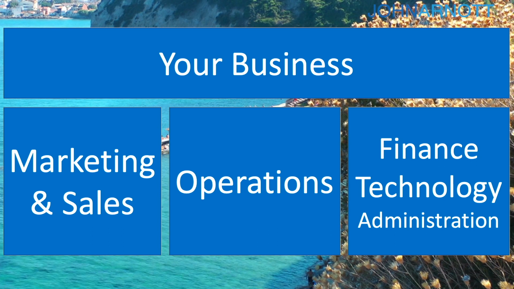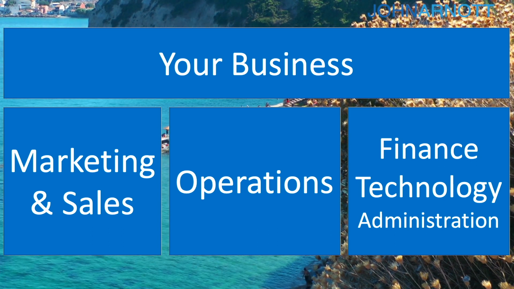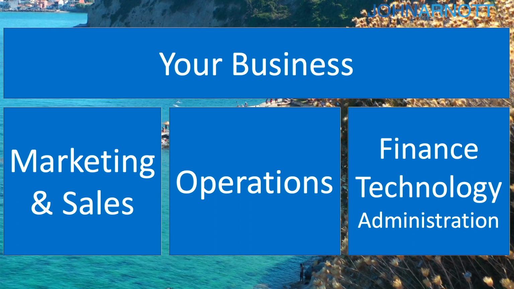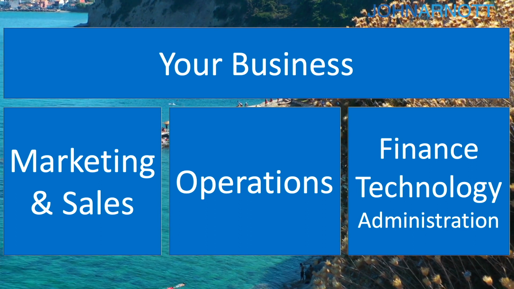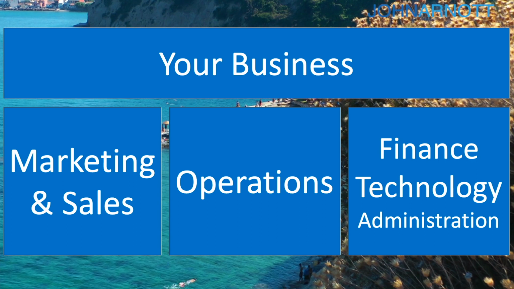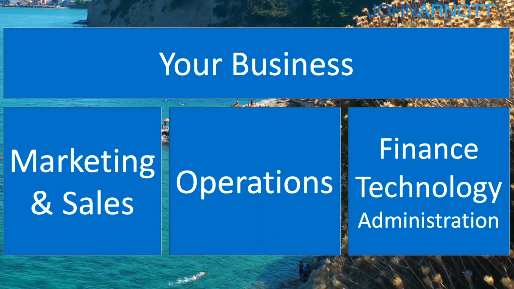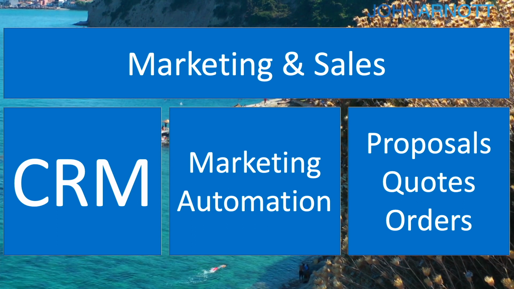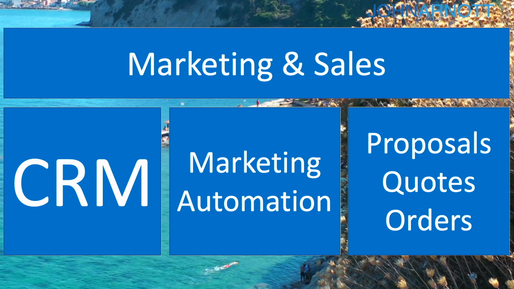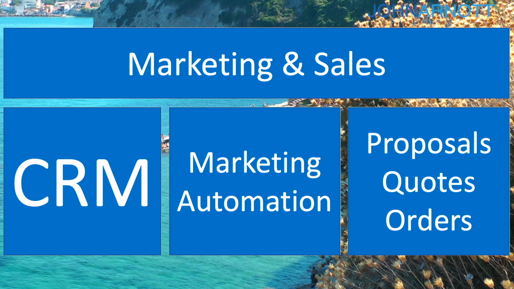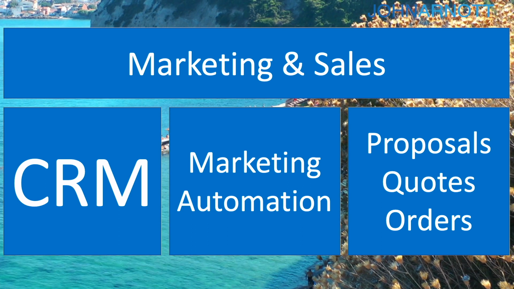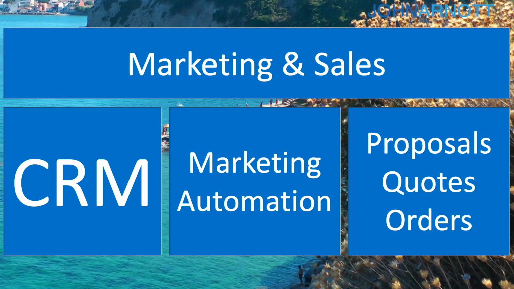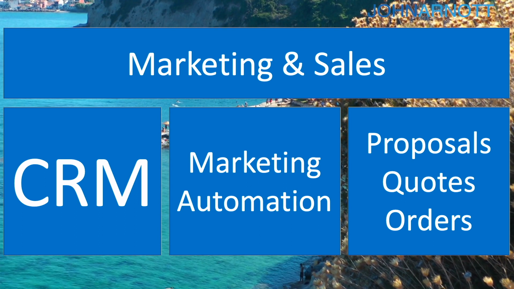So let's take a minute just to review what we have here. Your business can be organized into three primary components. That's marketing and sales, operations, and then supporting all of that is finance, information technology, and administration. Within marketing and sales, you have three main systems types. First of all, you have your customer relationship management system. That's the heart of the organization. That's where all the contacts go. Once you have a good CRM foundation in place, then you can build on that.